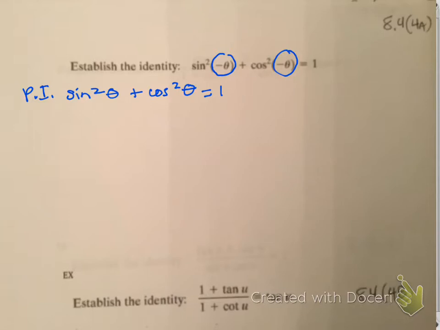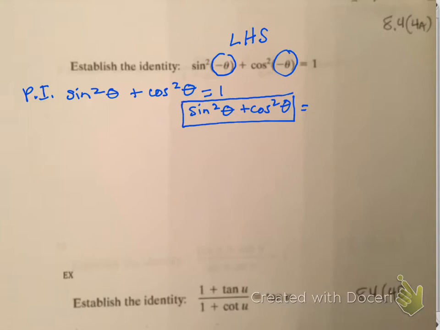Okay? So if I use the Pythagorean identity and I'm working just on the left-hand side, I can substitute in sine squared theta plus cosine squared theta equals. Okay, so I know that I'm working on the left-hand side only, that this is equivalent to 1 because of the Pythagorean identity. Now I have 1 equals 1, so I have done the identity and showed that the left-hand side equals the right-hand side.